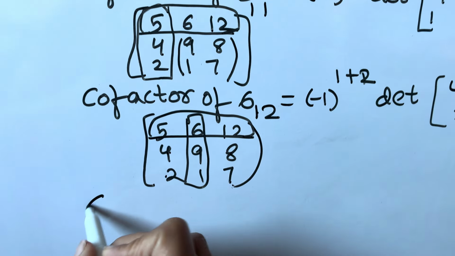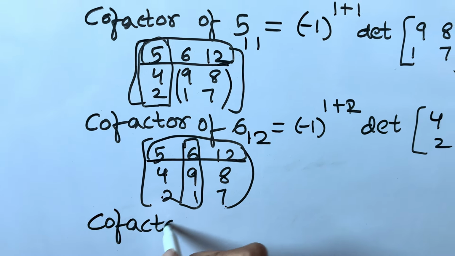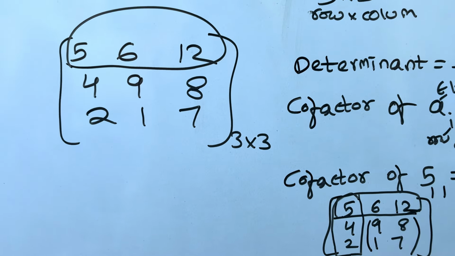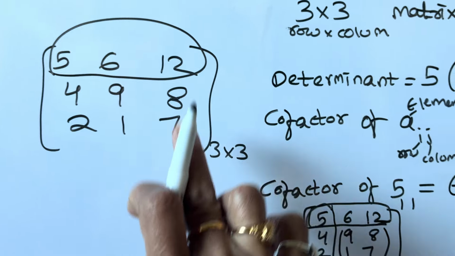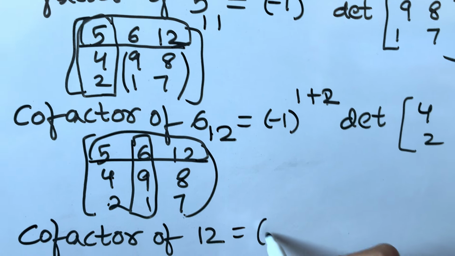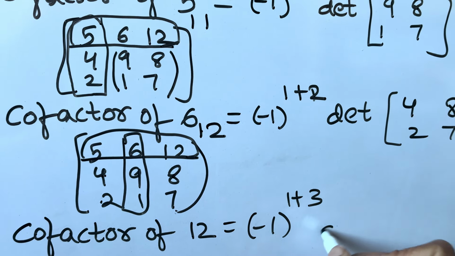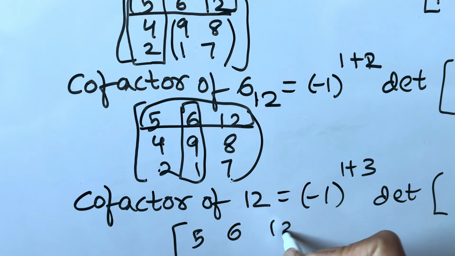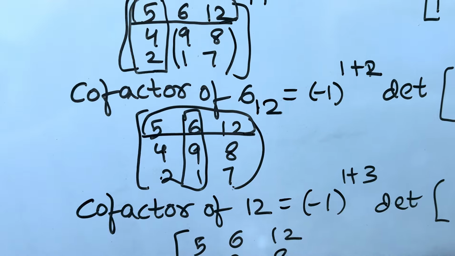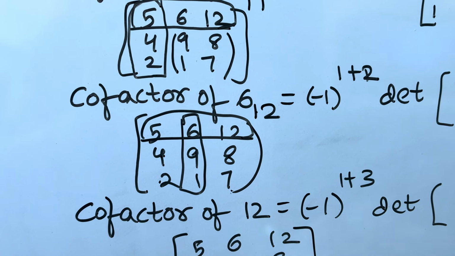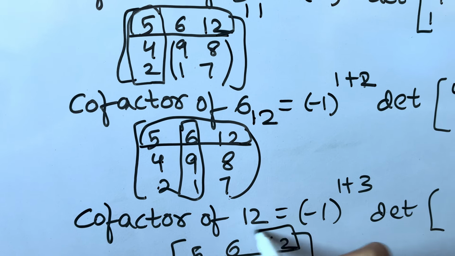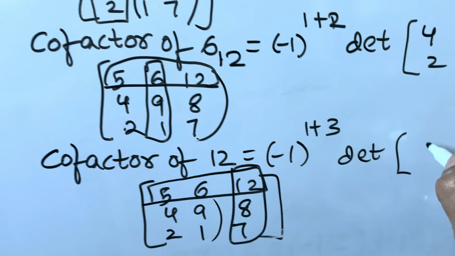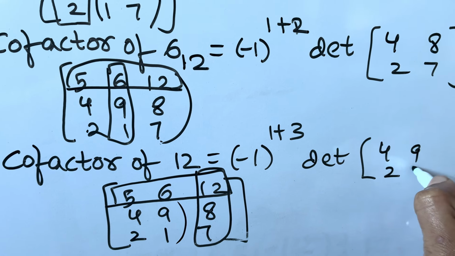So next comes the cofactor of 12. 12 is in the first row and third column. So I'm writing it as -1 to the power 1 plus 3, and the minor would be found by eliminating the row and column of that element. So I'm finding the cofactor for 12, so I need to eliminate the row of 12 and the column of 12 and find out the determinant of the remaining matrix, which is 4, 9, 2, 1.